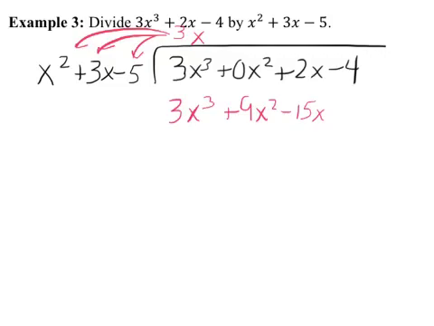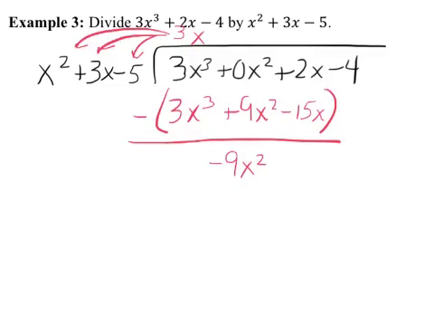And notice the 0x squared comes into play. It's a placeholder because now we're going to have a quantity there. If we didn't have that there, it would have seemed like they weren't lined up correctly. Subtracting down, 3x cubed minus 3x cubed is 0. 0x squared minus 9x squared is negative 9x squared. 2x minus negative 15x is like 2x plus 15x, or simply 17x. Next, we have to take the negative 4 and carry it down. So carrying down the negative 4, now we have this quadratic.